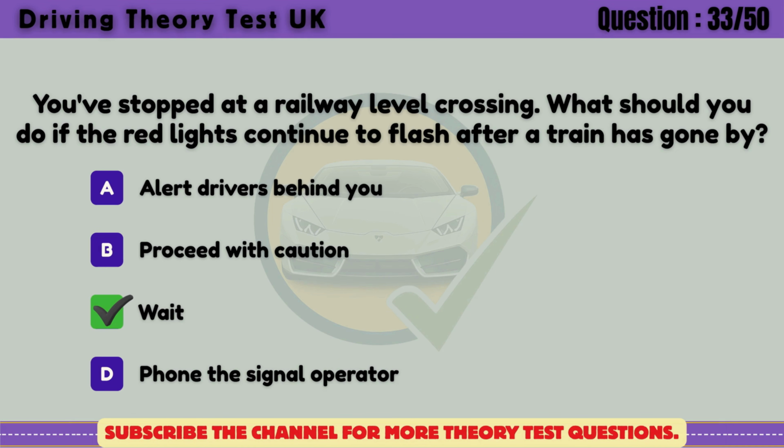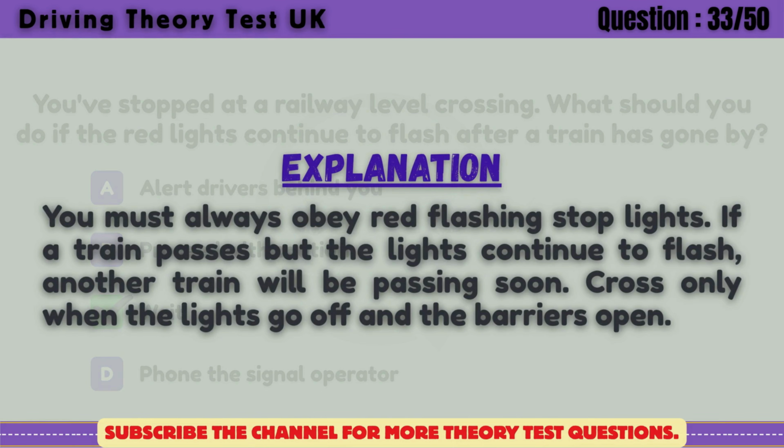Answer is C. Wait. You must always obey red flashing stoplights. If a train passes but the lights continue to flash, another train will be passing soon. Cross only when the lights go off and the barriers open.